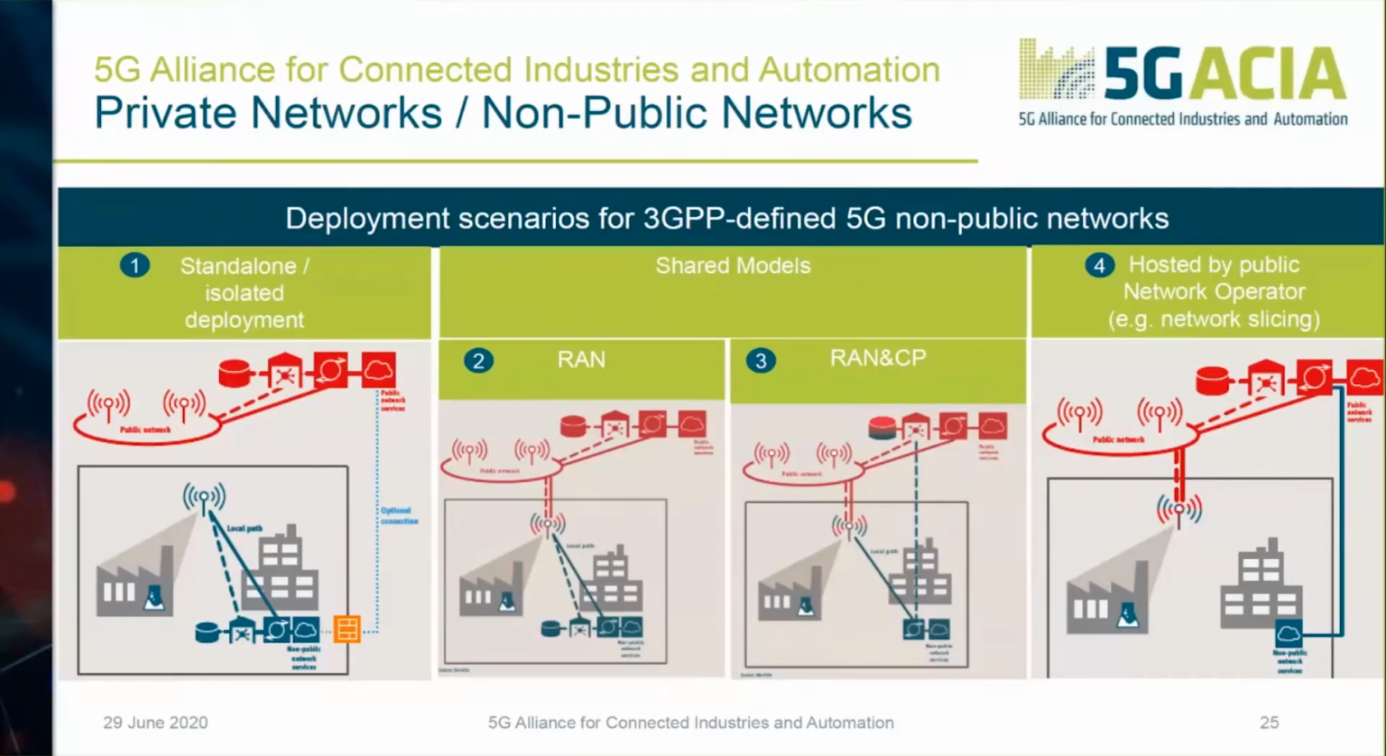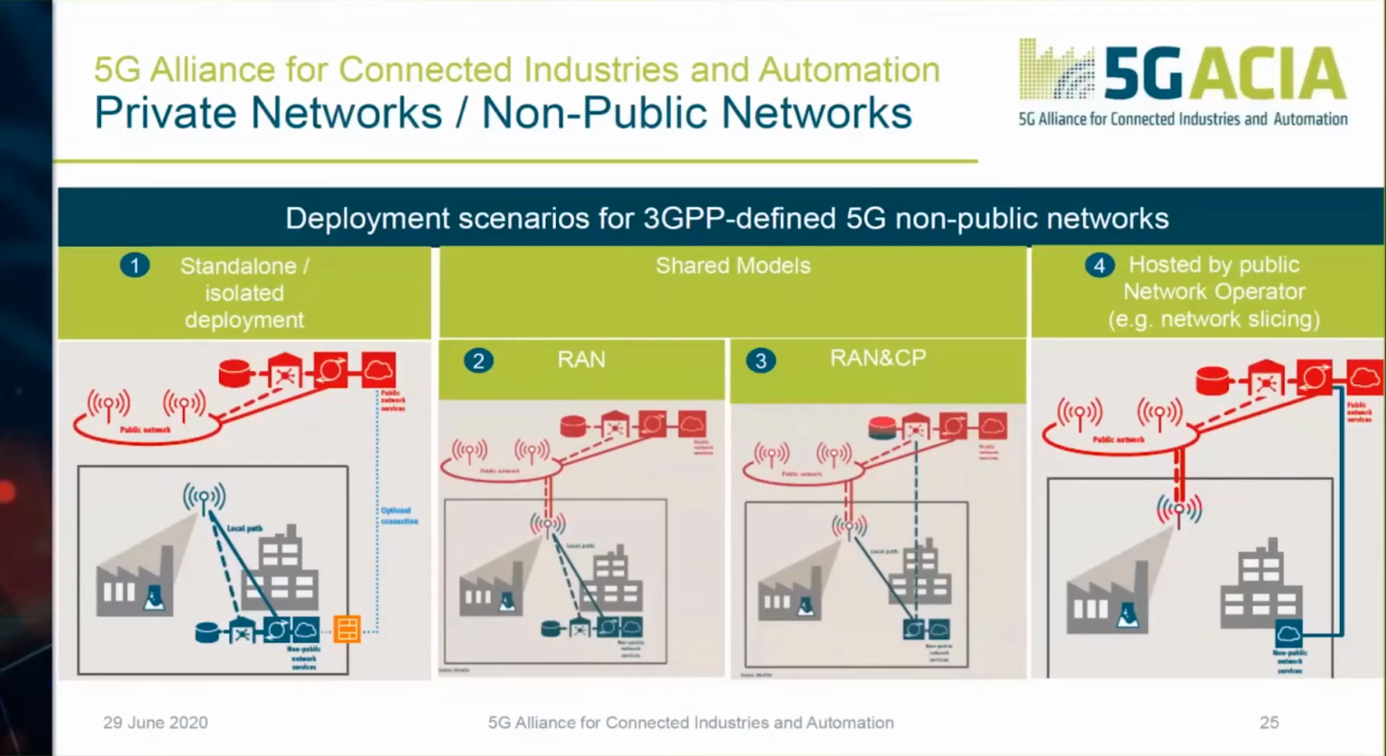The spectrum is a different story, of course. I'll come back to it. It's also an important component. I'll come back to it in the next slide. Or you decide to build it completely hosted by a public network operator, for example, using network slicing. If you do it isolated, you should have your own radio access network. You should have your own core. You store your data within your vicinity, and you decide if you would like to connect it or not to the public network.